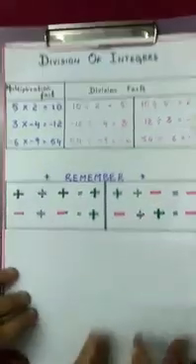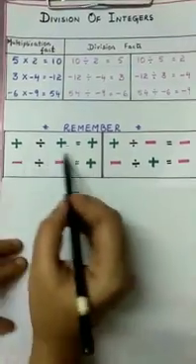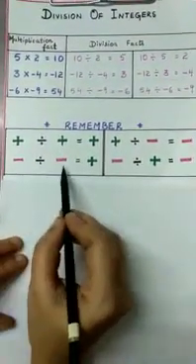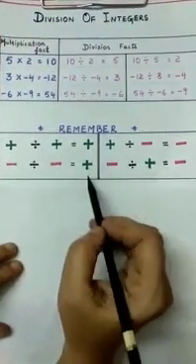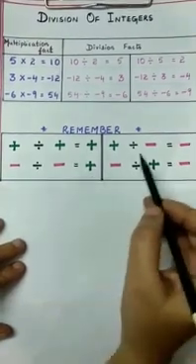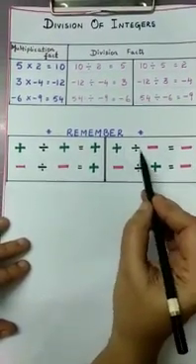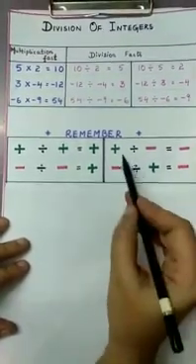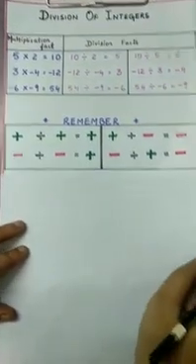Now you see the symbol rule. Symbol concept you see here, plus divided by plus is plus, minus divided by minus is plus. If you divide the same signs, we get a positive integer as the quotient. If you divide the different signs, plus divided by minus is minus, minus divided by plus is minus. If you divide different signs, we get a negative integer as the quotient.